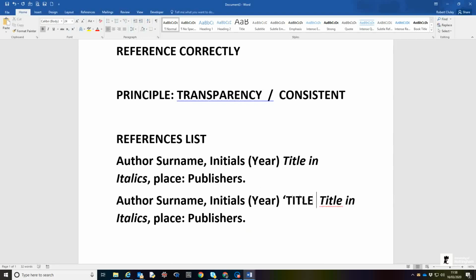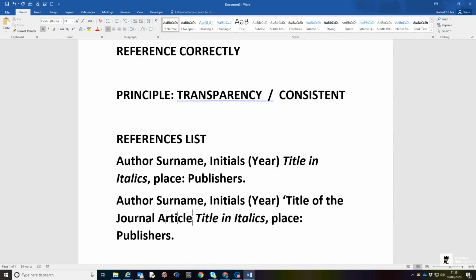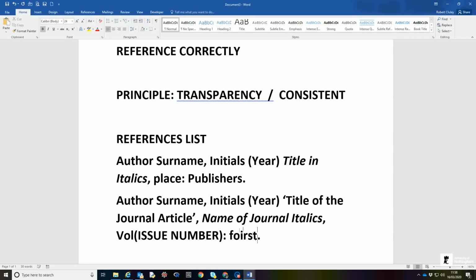Okay. For a journal article, it's pretty much the same to start off with, but now you would put the title of the journal article, the name of the title of the journal, not the title and name we'd call it, wouldn't we? And then the volume, issue number, and first page and last page. Okay.